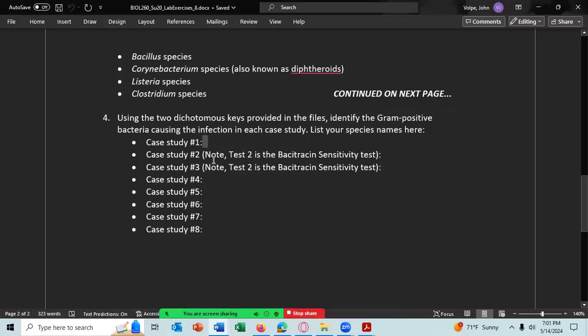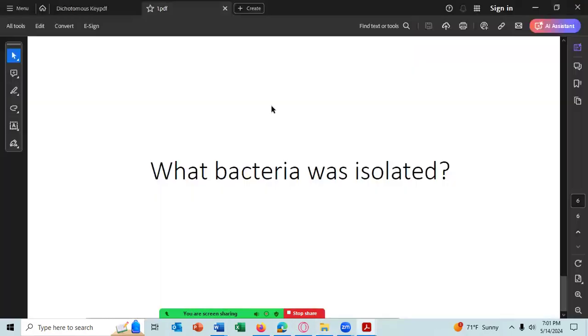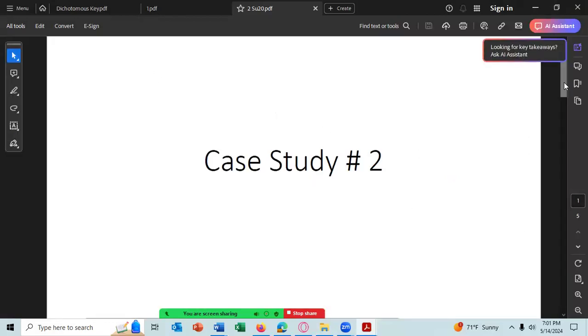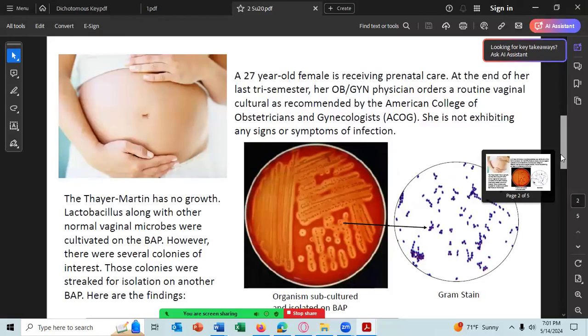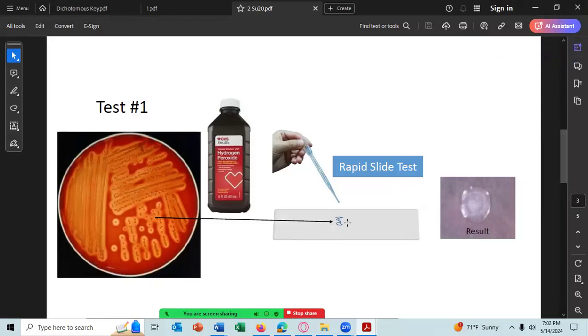Let me mention in case study 2 and case study 3, it has test 2. Test 2 is the bacitracin sensitivity test. So let me go ahead and just briefly look at that. I'm not going to read what the case study is this time. But there they grow the bacteria up. You can see the hemolytic pattern there. And then they're doing the catalase test where that's shown there.